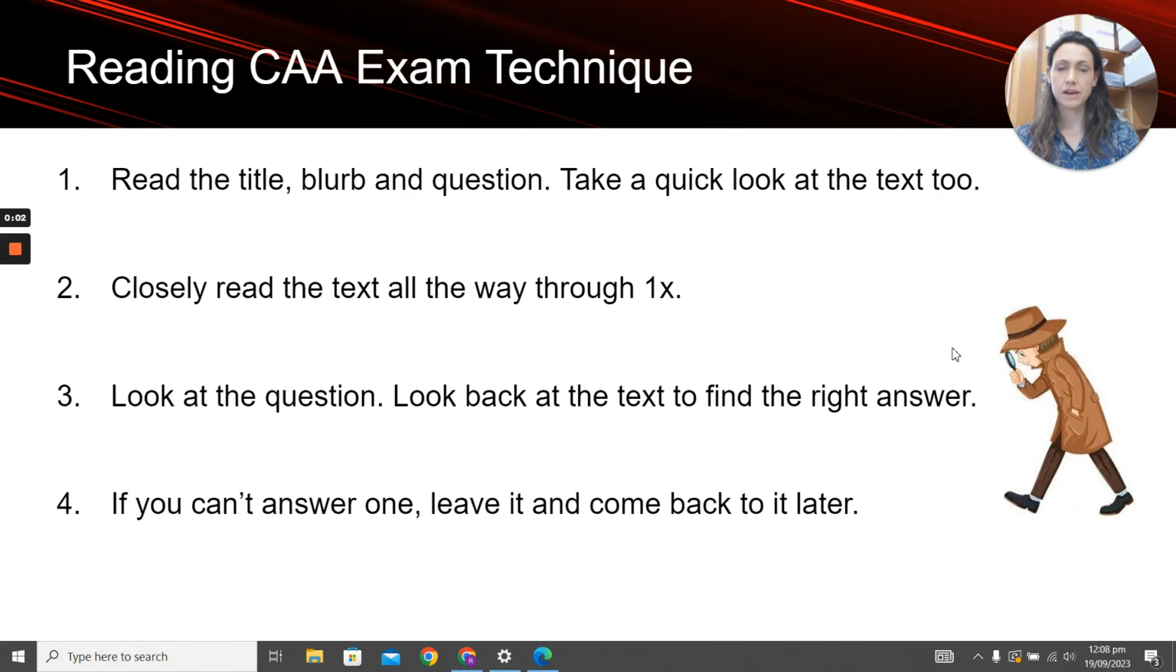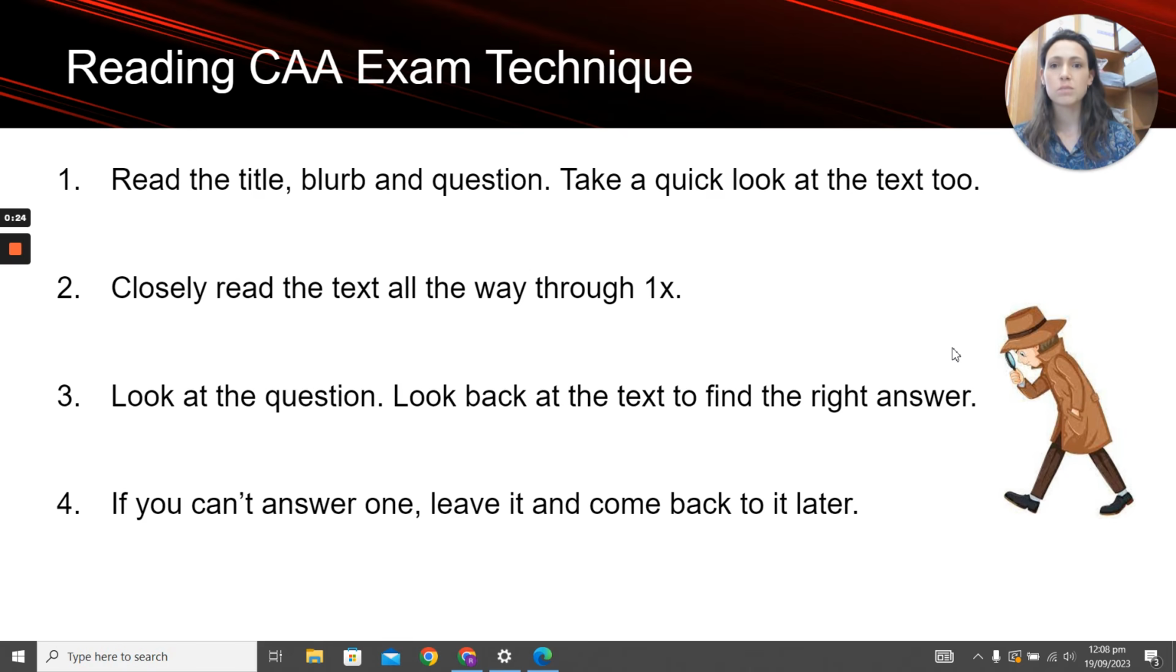So what I'm going to do now is talk to you about a 4-step exam technique that's designed to help you succeed in this reading assessment. The first step is to read the title, blurb and question and take a quick look at the text too. See if there are any images there or anything that you notice.